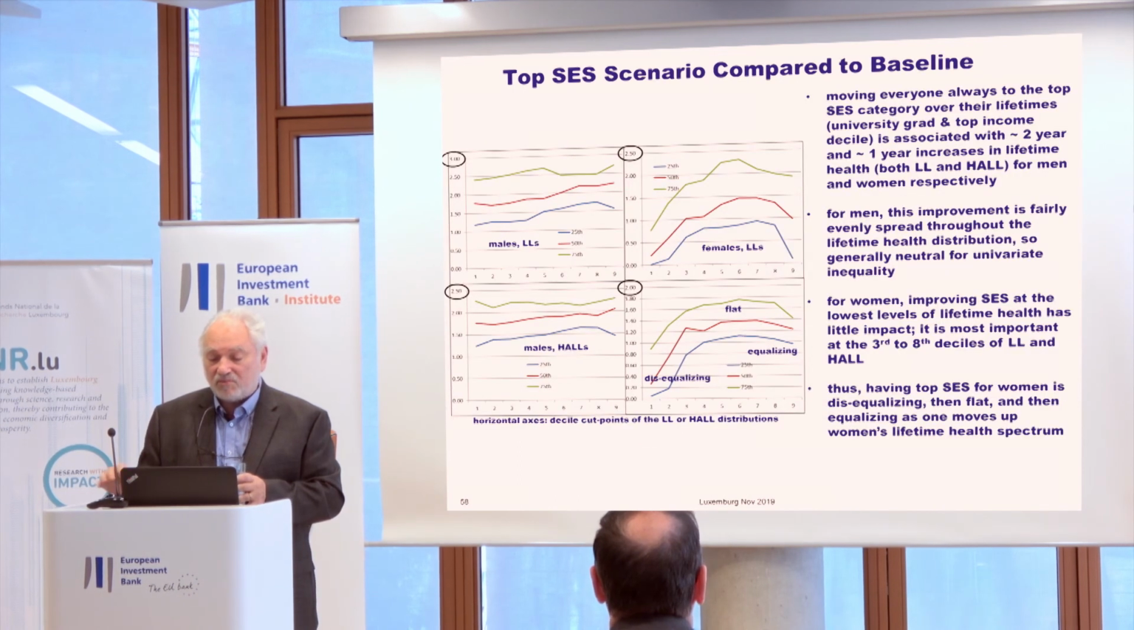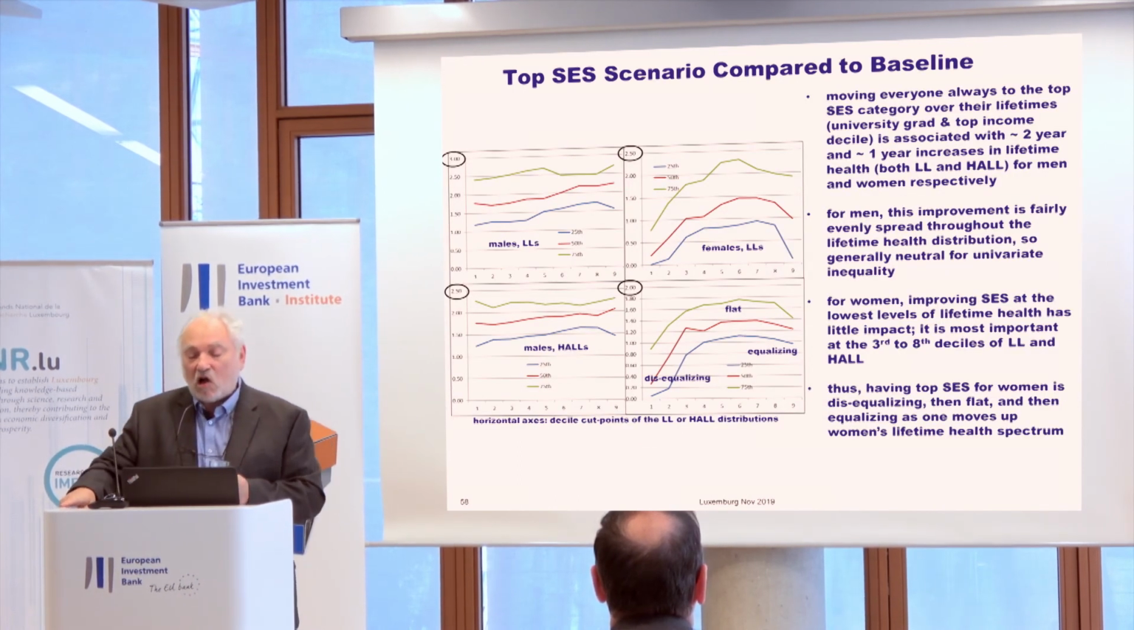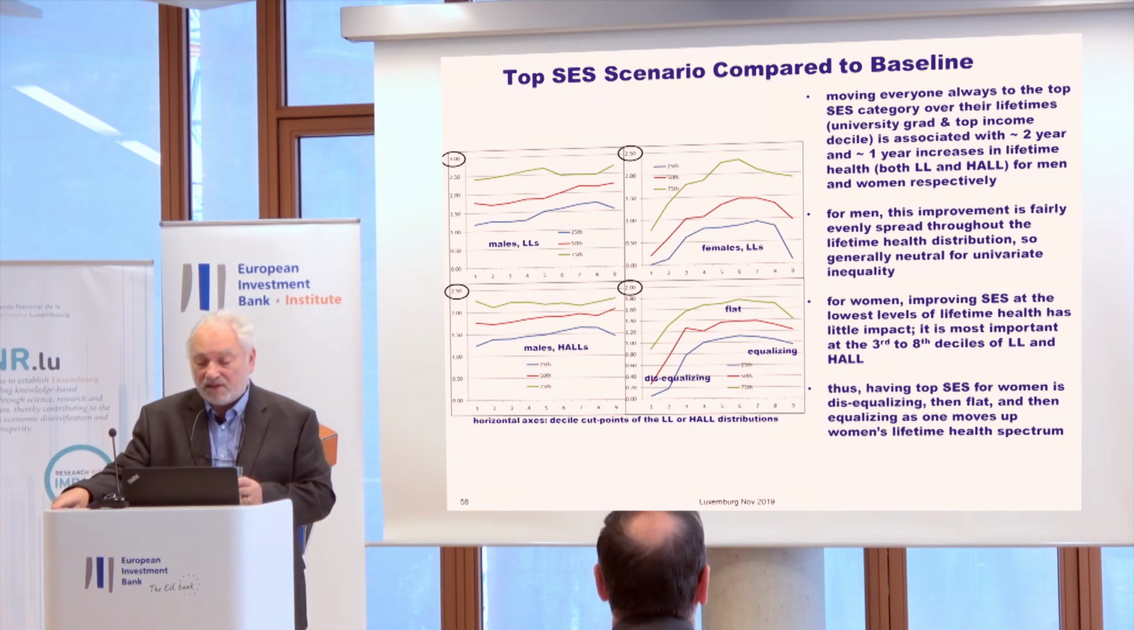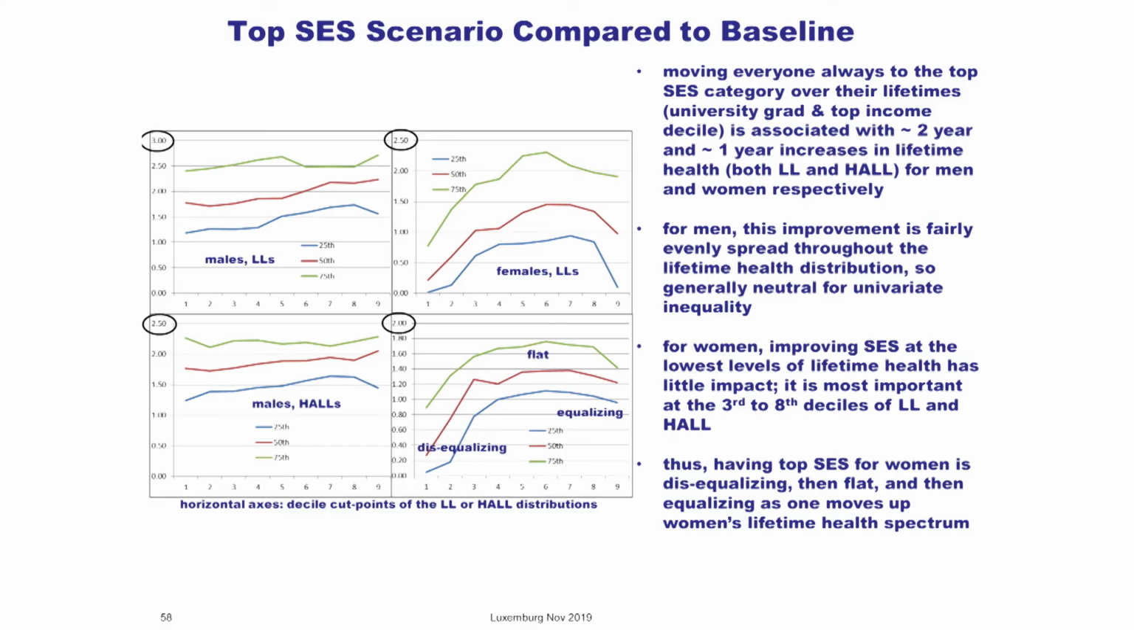So again, in bullet point form, moving everyone always to the top of their SES category, by and large, is a really good thing because it's associated with about a 2-year increase in life length and HALE for men and 1 year for women. So on balance, it's really good.